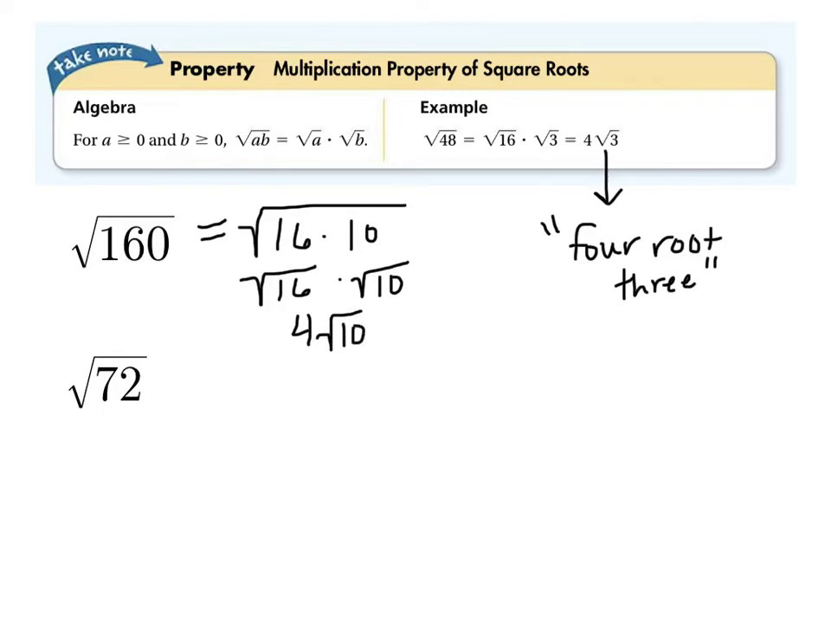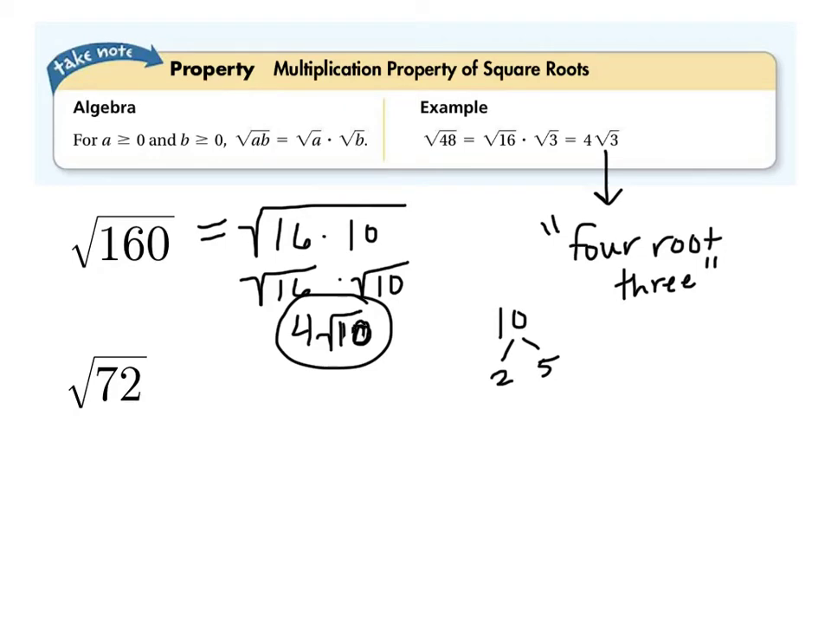Now stop and think. Does 10 have a perfect square factor? Oop, I didn't mean to erase that. I hit the wrong tool. There we go. Square root of 10: does 10 have a perfect square factor? No. 10 only has 2 times 5. Those are the prime factors of 10. Neither one's a perfect square. So 4 root 10 is your simplified version of the square root of 160.